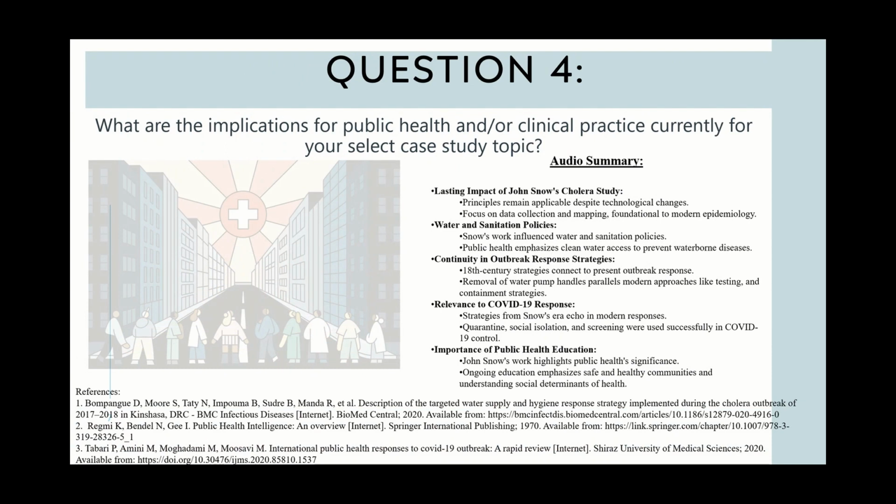The John Snow and cholera study has lasting effects on the public health and clinical practice. Even though there have been a lot of changes in the science and technology since the 19th century, the principles are still applicable. The implications are like John Snow focused on collecting data and mapping, which is the base of epidemiology in public health today. With that in mind, public health professionals use statistical techniques and visualization tools to tackle outbreaks. Moreover, they introduced water and sanitation policies for the transmission of cholera.